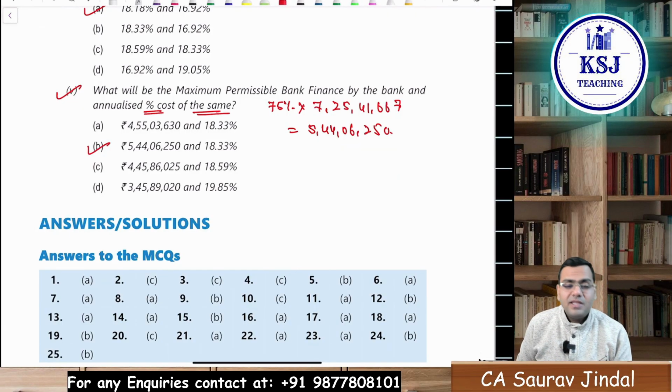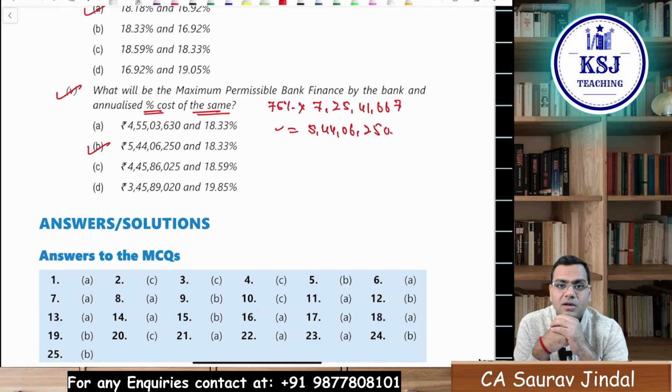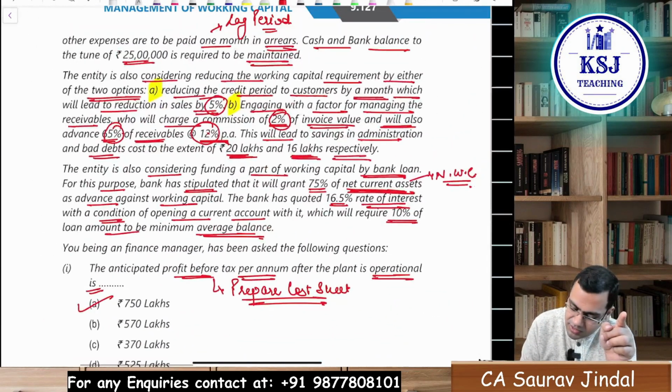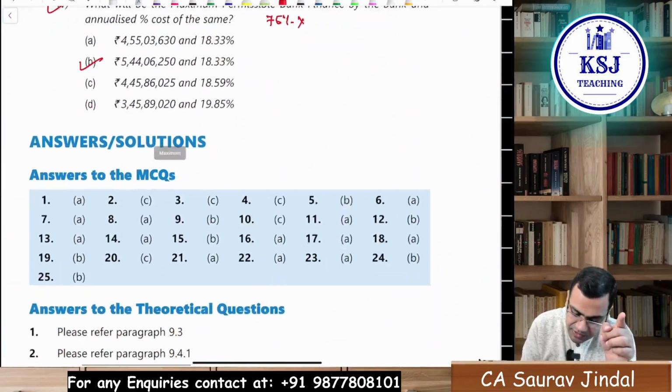Again, what is the meaning? The meaning remains same. Sir, to get this money as a loan from the bank, what is the cost that you have to bear? Now, if you are taking a bank loan, what is the cost that you have to pay for the bank loan? The cost that you have to pay is interest on that bank loan, isn't it? So what is the interest cost here? The interest cost here is 16.5%. Oh, sir, 16.5% is not there in the option.